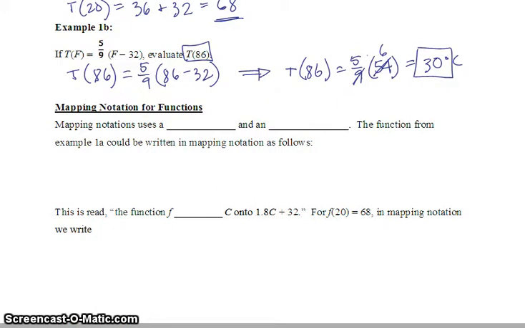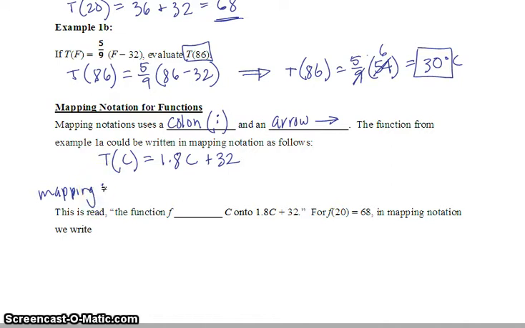Okay, next we're going to talk about mapping notations. So there are mapping notations for functions. Mapping notations use a colon and an arrow. The function from 1a could be written in mapping notation as follows. So I'll rewrite that function from 1a so you can see it. It was t of c equals 1.8c plus 32. That was the function notation in 1a. We're going to rewrite it as a mapping notation.